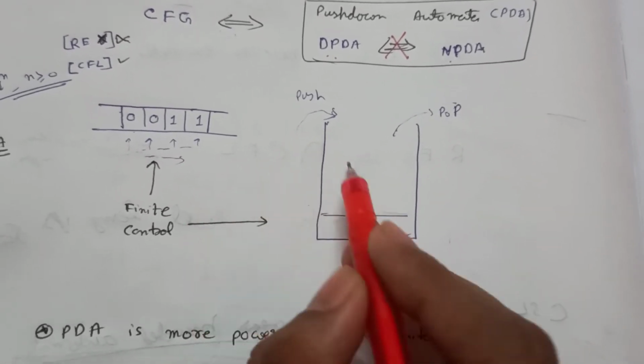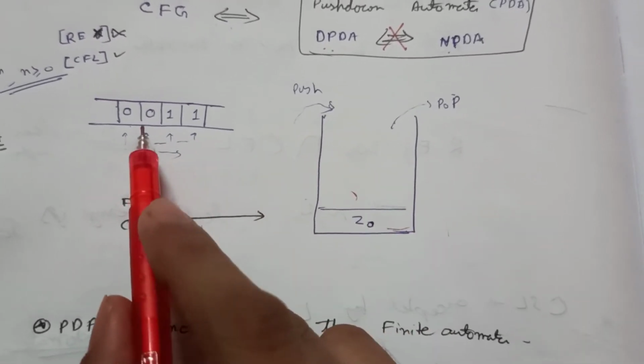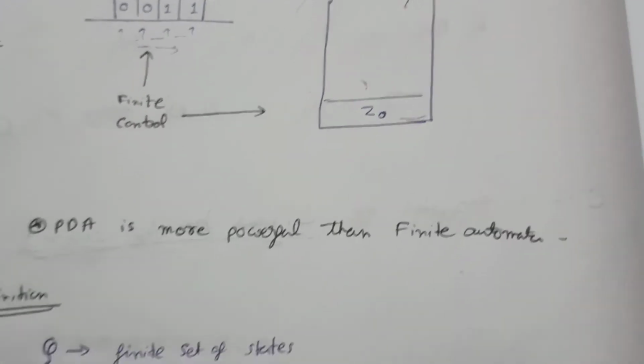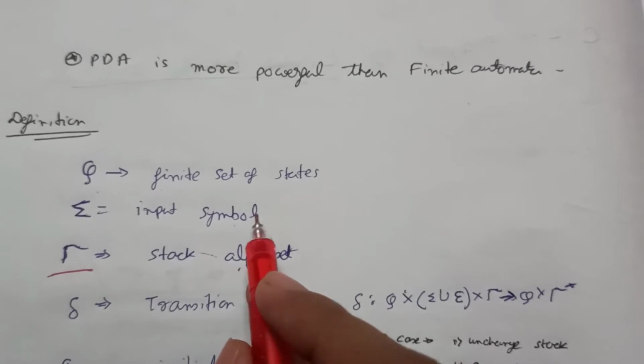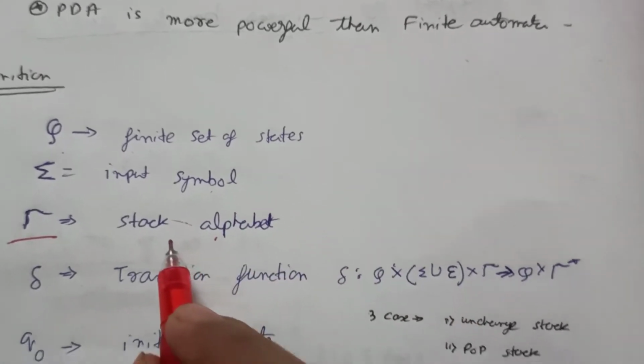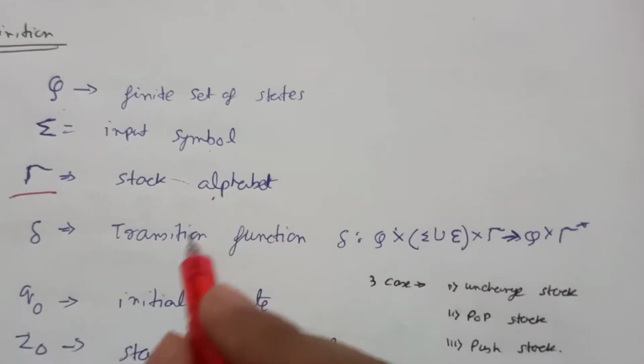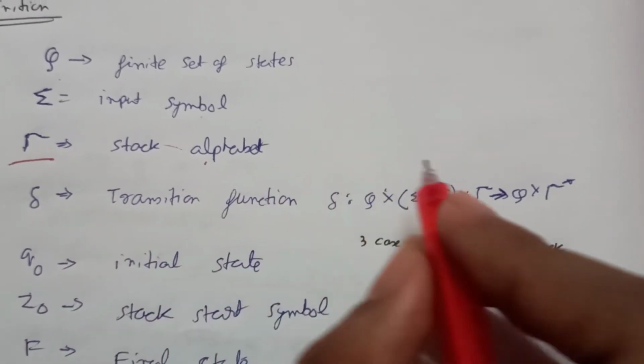So we push for 0 and pop for 1, so this means that 0 and 1 will be equal. For that particular example, the input symbol will contain both 0 and 1, but the stack symbol will contain only 0, and this is our transition function. We write it like this.